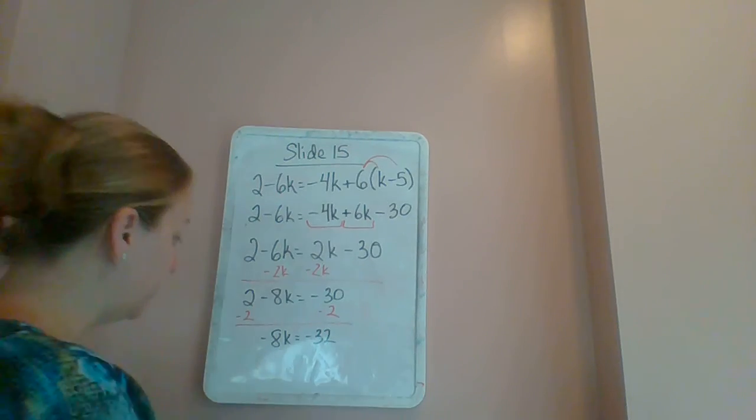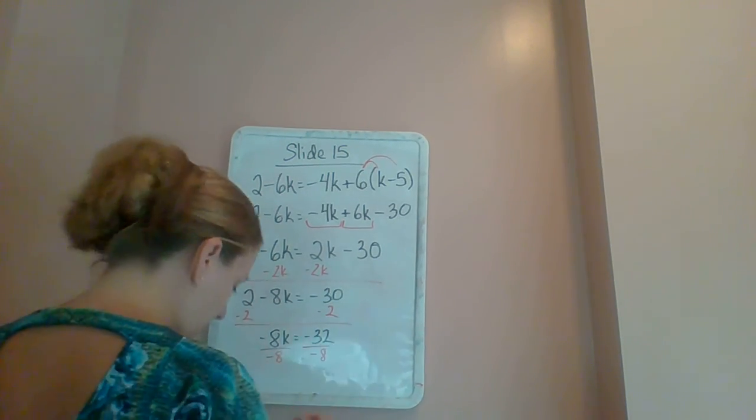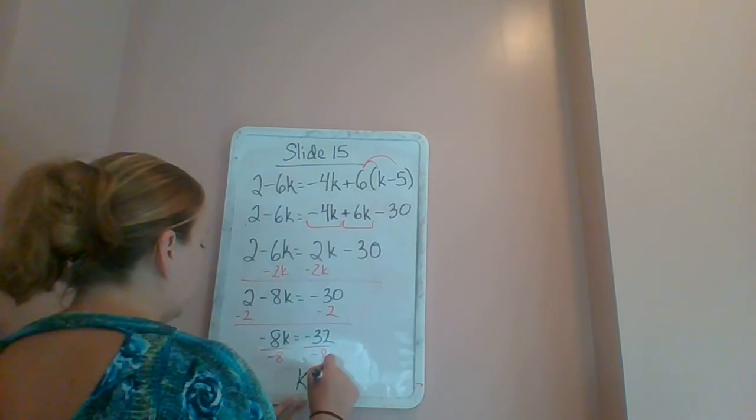Negative 8k equals negative 32. Now we divide both sides by negative 8. And k is 4. Awesome.